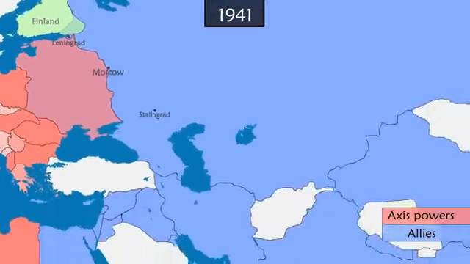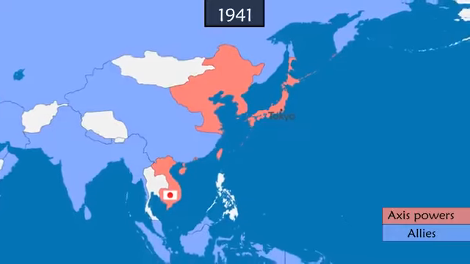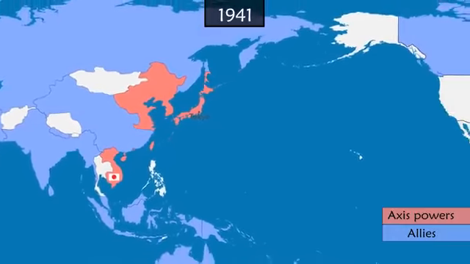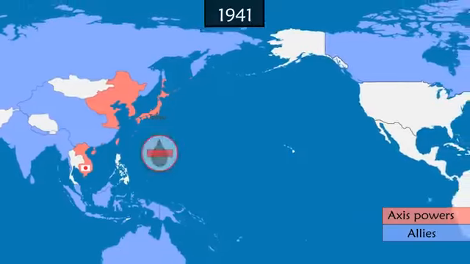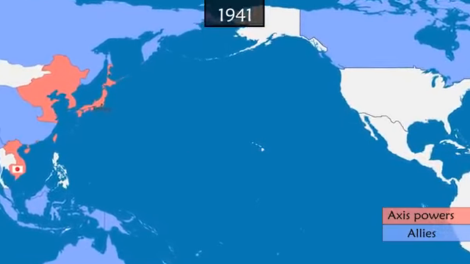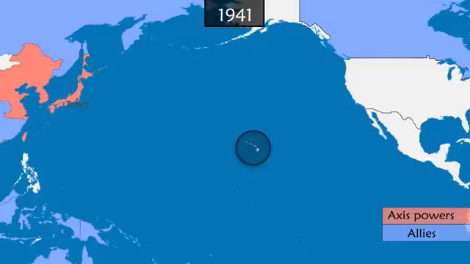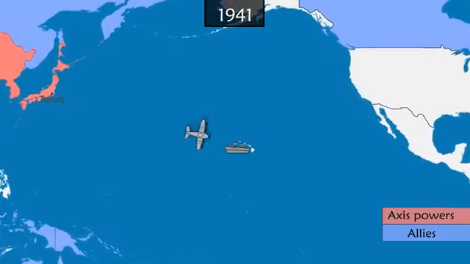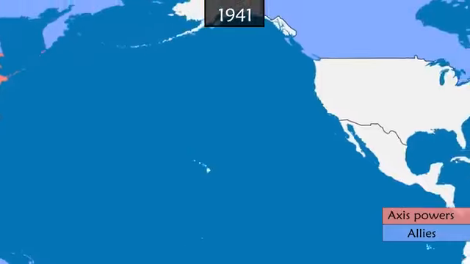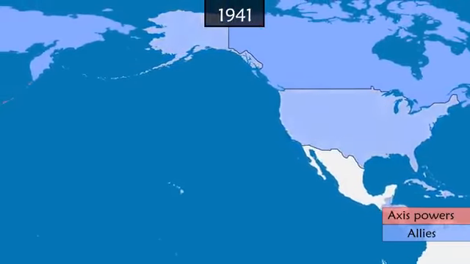In Asia, Japan occupies French Indochina. To counter its expansionist policy, the United States imposes upon it an embargo on oil and steel. In response, the Japanese conduct a surprise attack on the United States at Pearl Harbor. A massive aerial bombing damages a large part of the US naval fleet.